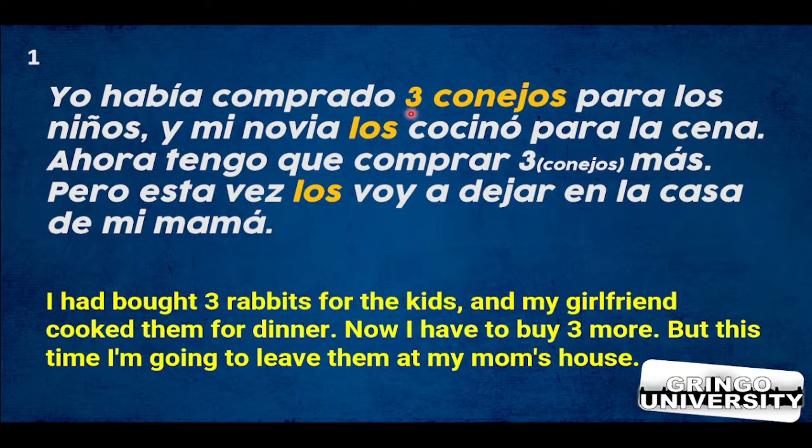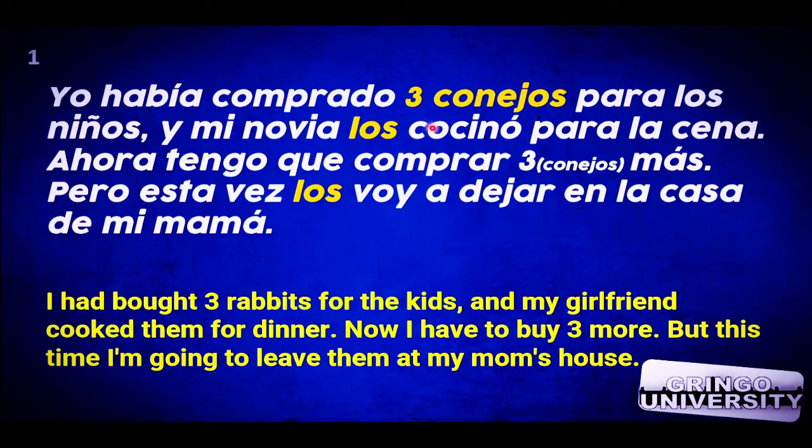So we have here 3 conejos and I'm going to replace conejos with los because conejos is masculine and is more than one, okay, it's plural. Para los niños y mi novia los cocinó. In Spanish, you have to put the direct pronoun before the verb. In English, it will be the other way around. My girlfriend cooked them. Okay? In Spanish, you have to put it before the verb. Mi novia los cocinó para la cena.